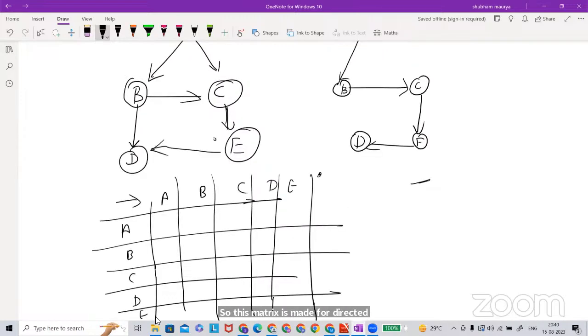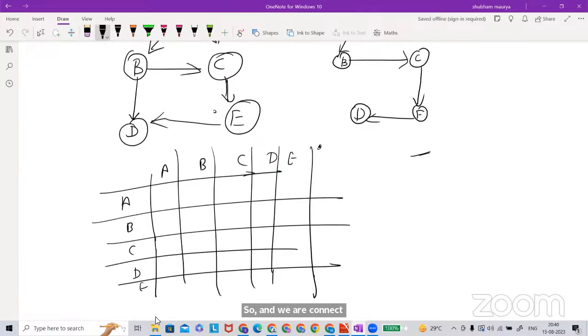Sir, if A and B are two vertices connected by an edge, should we enter the value of the matrix as one? Yes. And should A and B be taken as row and column or column and row? Could it be for any graph, directed or undirected?